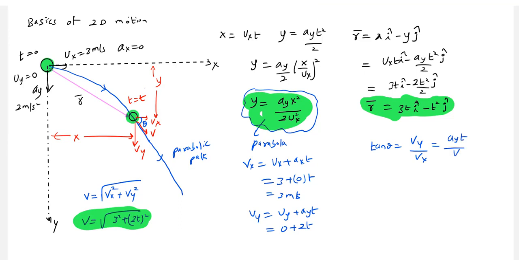Ay into t. What is Vx equal to Ux? So what is Ay? Ay equal to 2t by 3. With the time, what will the tan theta? Yes, definitely it will also vary. So like this, if the particle is moving in a plane, we are able to express it.